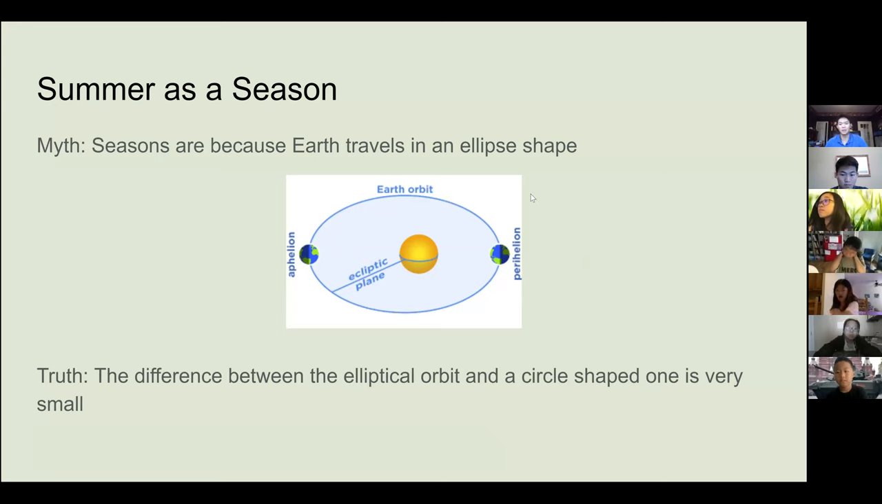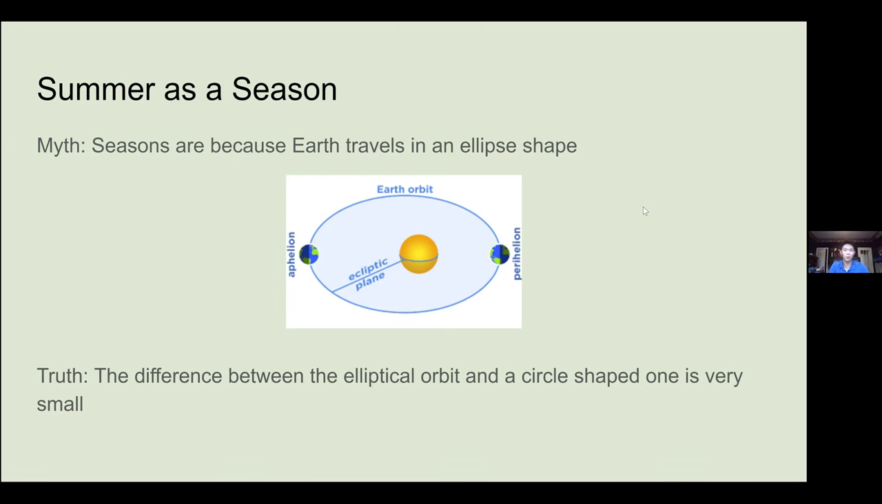A lot of people think it might be because of the Earth's orbit around the sun, because as you might know, the Earth doesn't orbit in a perfect circle around the sun, but rather it's a little bit elliptical, or oval shaped. However, the difference between the oval shape and the circle shape, in space, is very, very small. So it's not enough to affect the Earth's temperature enough that we have summer. So if the orbit around the sun isn't enough to cause summer, what does cause summer?